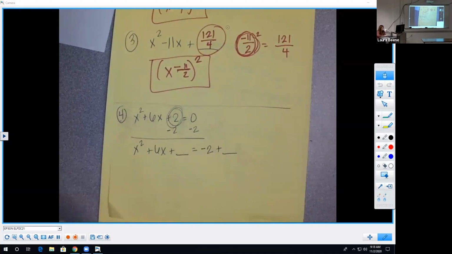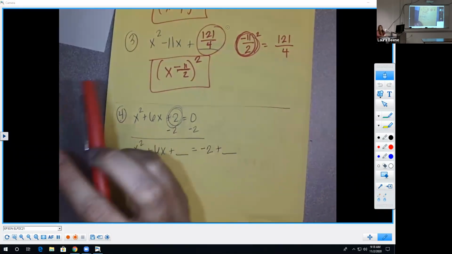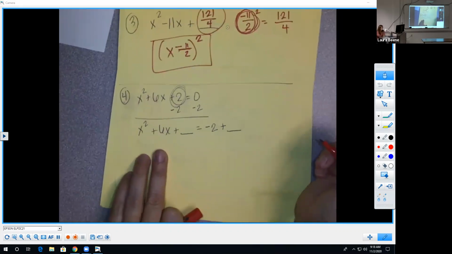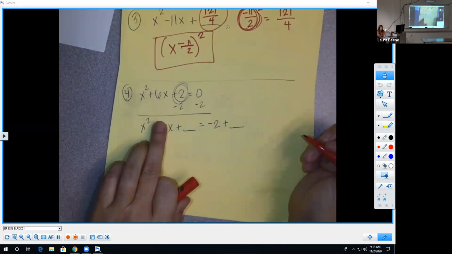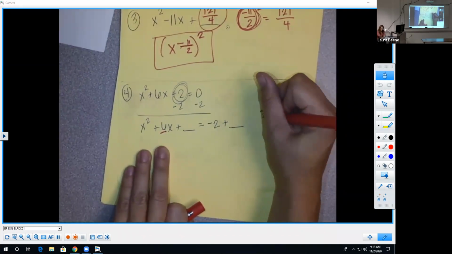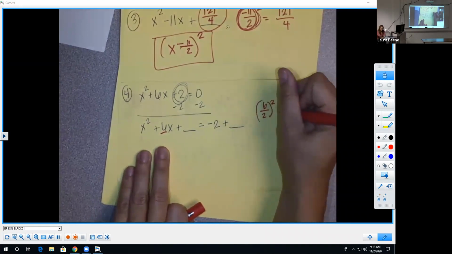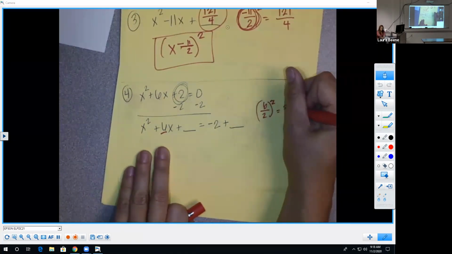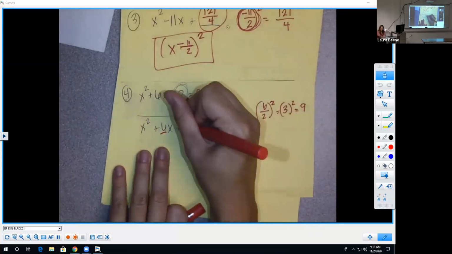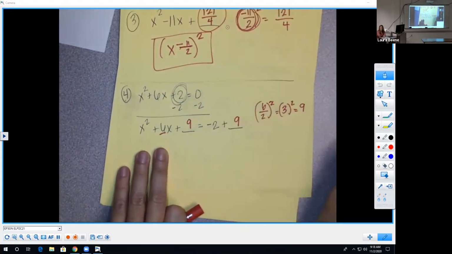Okay, so now we're going to fill in the blank the same way as we did before. B divided by 2 squared. My B value in this case is what number? 6. Okay, so that's my B is 6. So I'm going to do 6 divided by 2 squared. 6 divided by 2 is 3. And 3 squared is 9. So 9 is going to go in each blank.